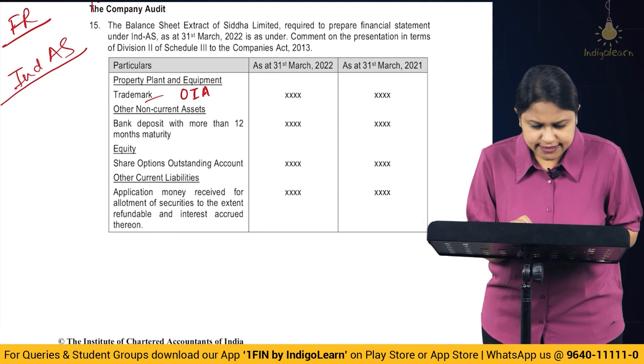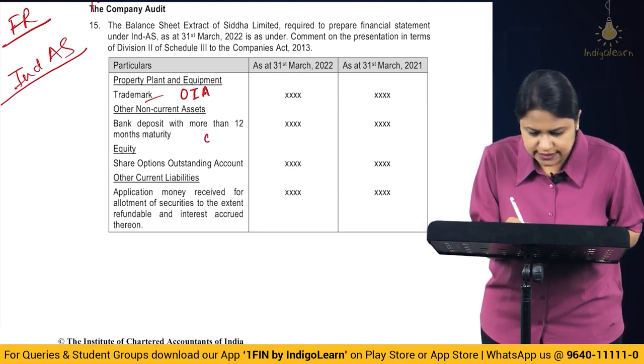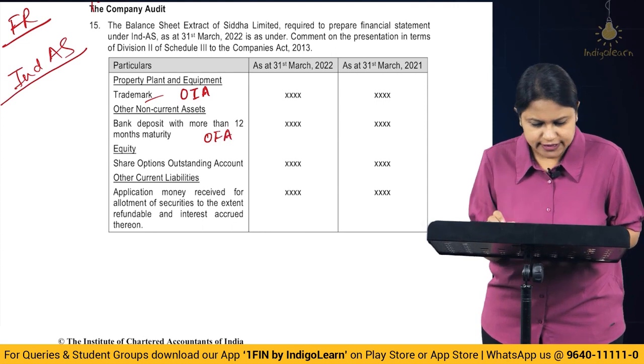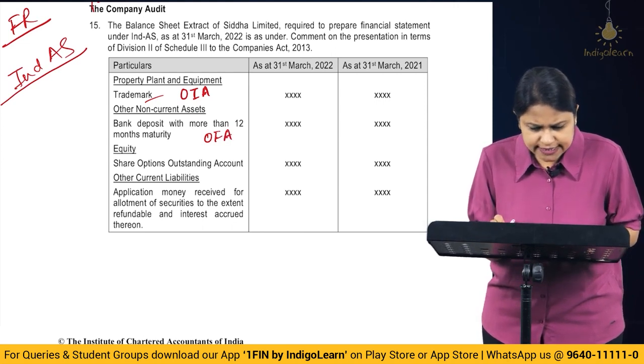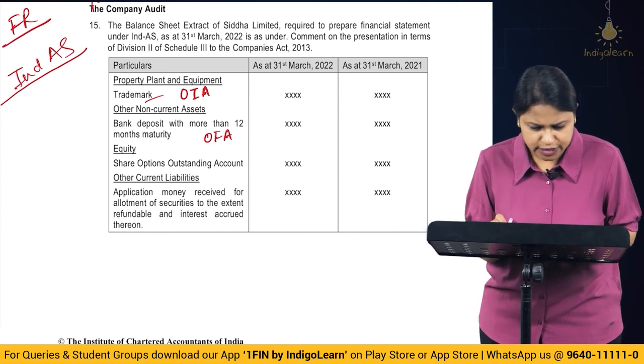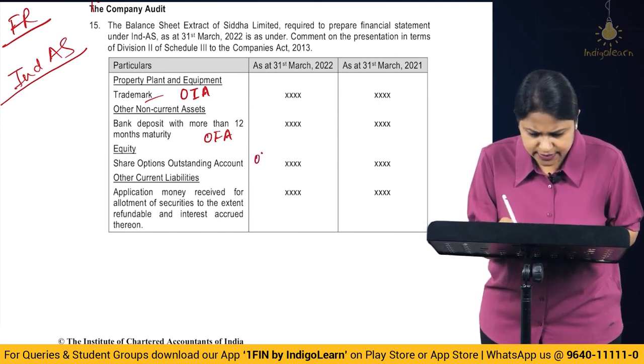Then, other non-current assets: bank deposit with more than 12 months maturity. No, it is other financial assets that we put in here. Then we have the share options outstanding account, which is shown as part of equity. No, it comes specifically under other equity.